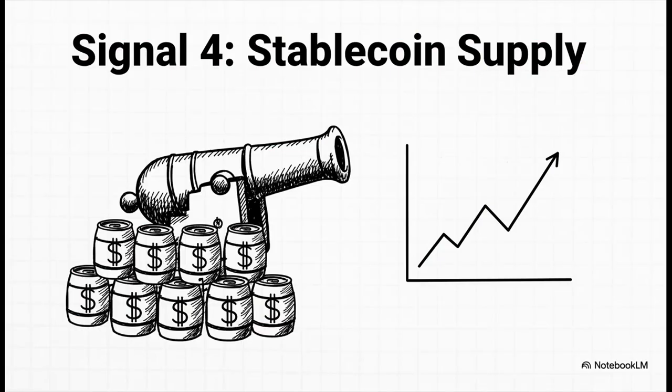And for our final key signal, we're looking at stablecoin supply. Specifically, we're watching the amount of stablecoins like Tether and USDC that are just sitting on exchanges. The absolute best way to think about this is as dry powder. It's cash parked on the sidelines, ready to be fired into the market.